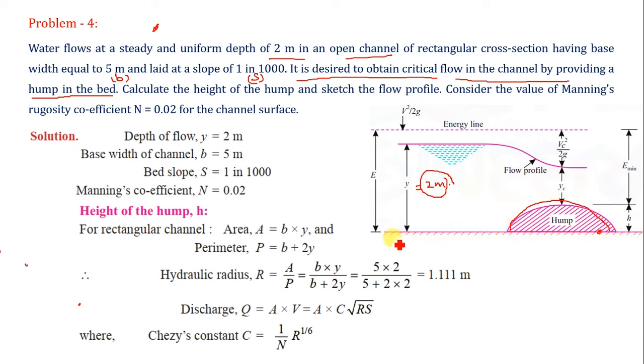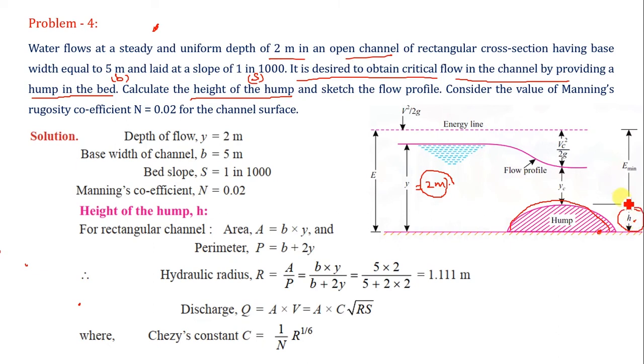But the problem here is he wants to calculate the height of the hump required. See here, what is the height of the hump? Small h. He wants to find that small h. If the hump is lesser than what is required, the flow is not going to be a critical flow. It is still going to be subcritical. And what happens if you provide a larger hump? The flow will convert into supercritical flow. But he wants to have a critical flow. So you have to find out for that exact case what is the h. So it is very simple.